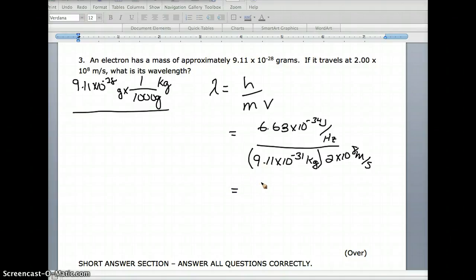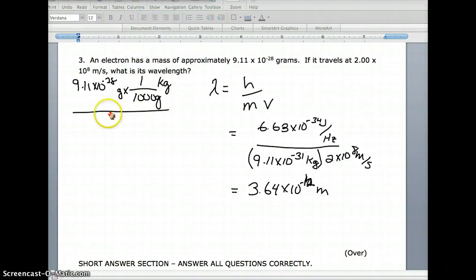All right, doing that math, we get 6.63 times 10 to the negative 34th divided by 9.11 times 10 to the negative 31st divided by 2 times 10 to the 8th. So I get an answer of 3.64 times 10 to the negative 12th meters. That's a 12. And you may wonder, how do we get meters?